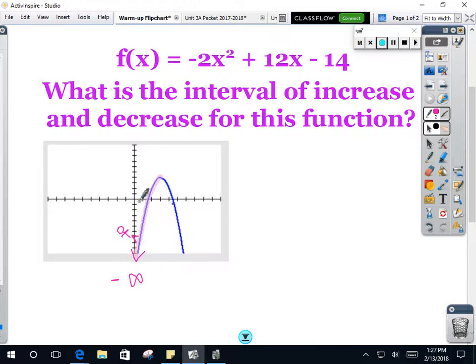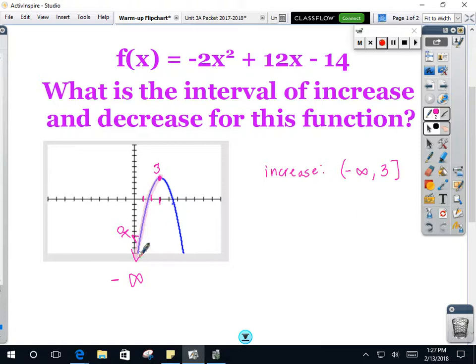Then when they get up the hill, isn't this where they stop increasing? And that occurred at an x value of 3. Doesn't it look like 3? No, look. 1, 2, 3. Okay, so it increased from negative infinity until they got to 3. Because remember, you only use x values.